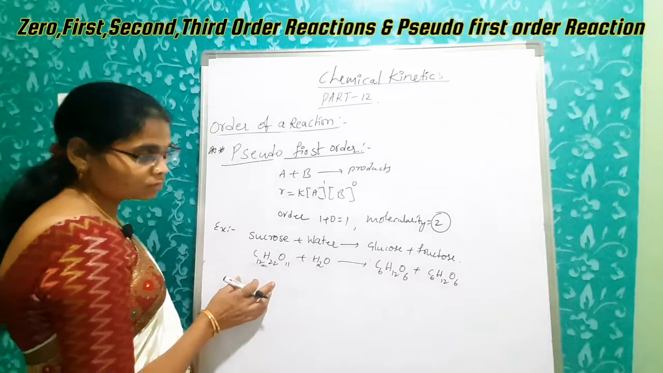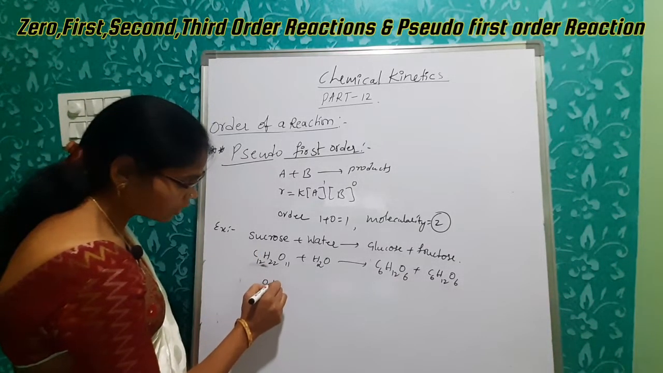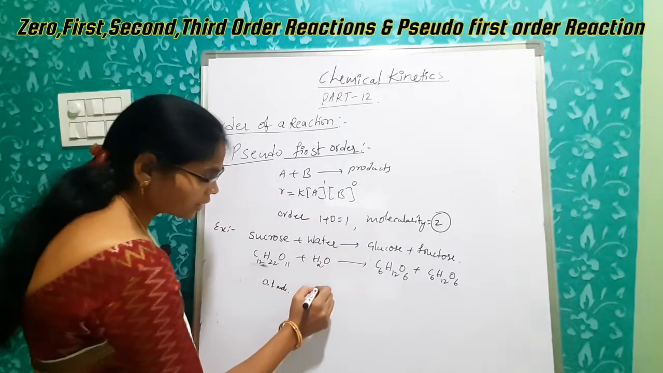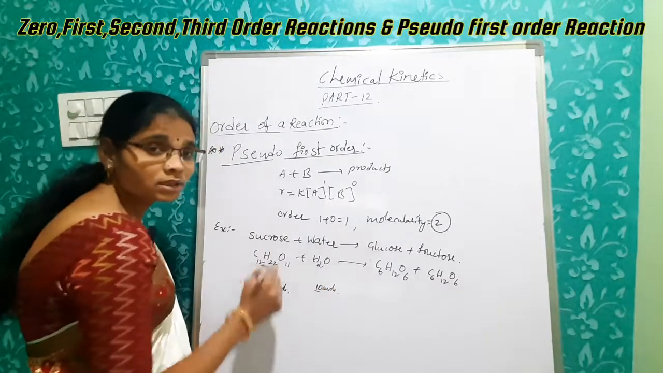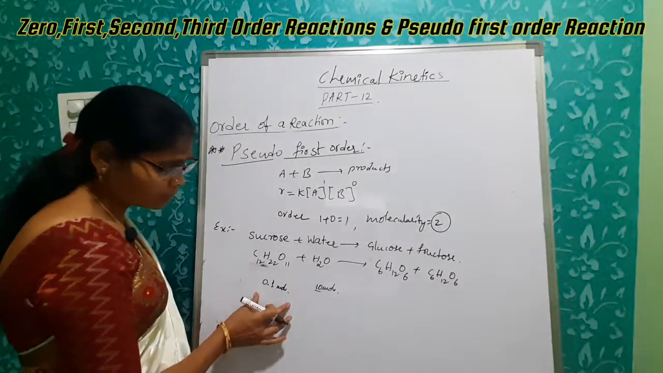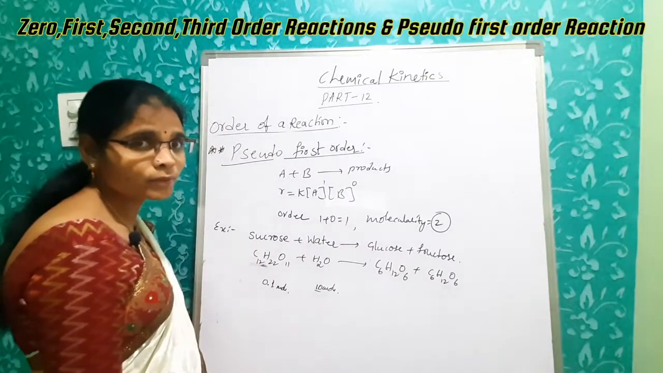Okay. Now, in this reaction, sucrose is taken as 0.1 moles per liter. So here water is taken as 10 moles per liter. So this hydrolysis takes place at infinite dilution. That's why 0.1 mole in 10 moles easily decomposes to give glucose and fructose.